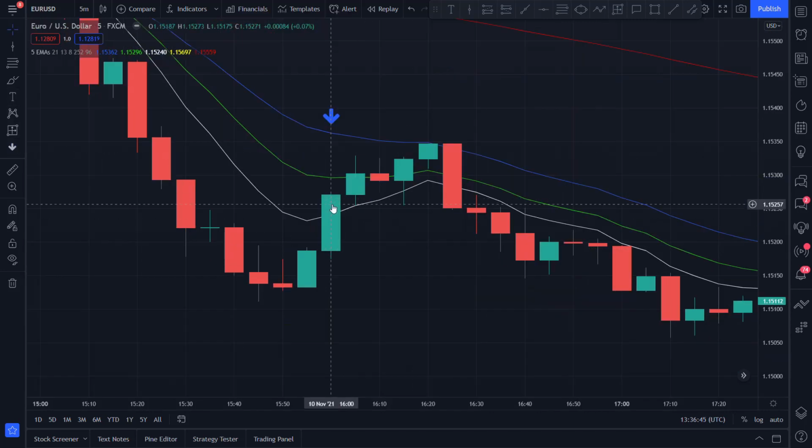Now you are going to count back 5 candles and find the lowest point of the 5 candles. So 1, 2, 3, 4 and 5. And you are looking for the lowest point, which is on this candle. So let's mark that down.